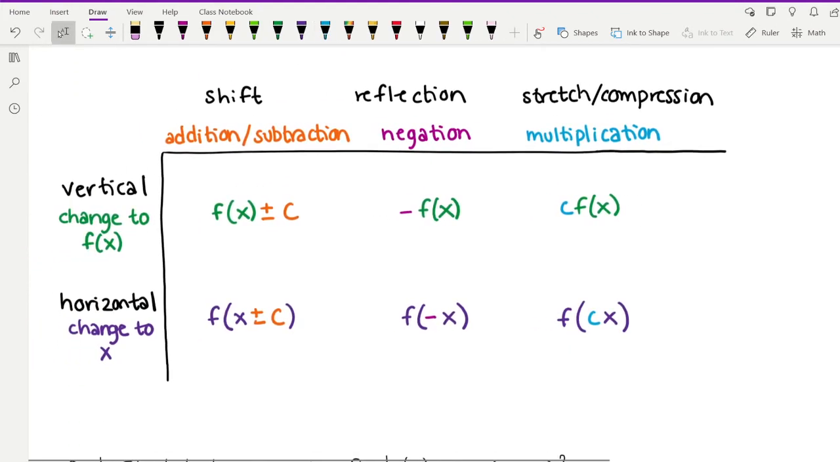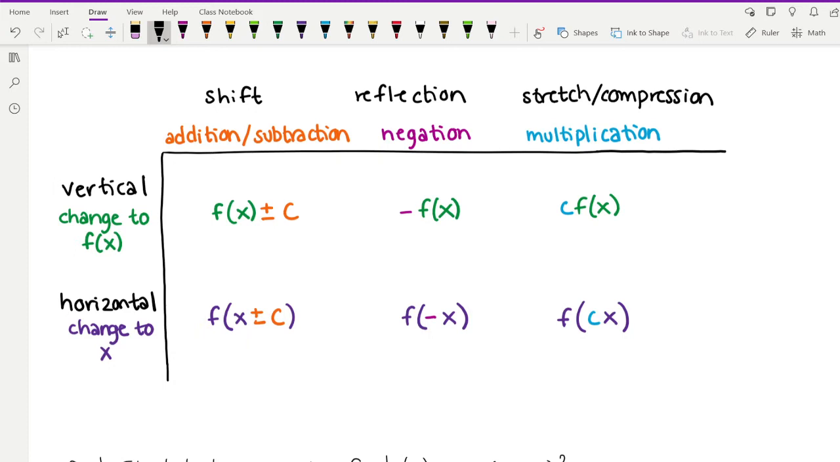There's only one other thing that you need to keep track of, which is, are these shifts, reflections, and stretches or compressions vertical or are they horizontal? Vertical would mean that it's changing your graph in the vertical direction. So like the outputs, the Y coordinates are changing. That would be something like moving your graph up and down, flipping your graph over the X axis, or stretching or compressing your graph vertically. Versus horizontal.